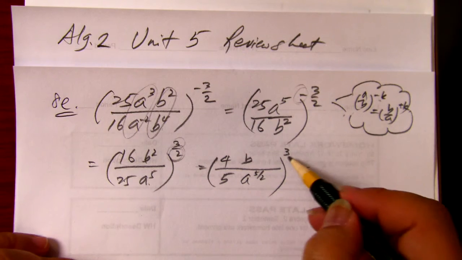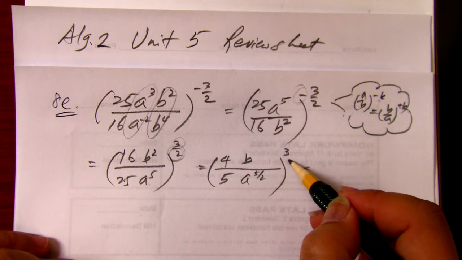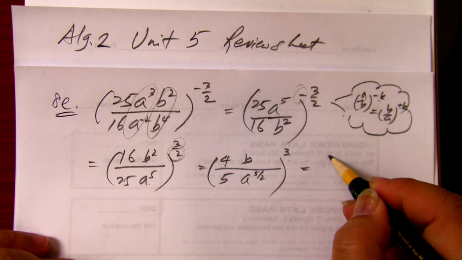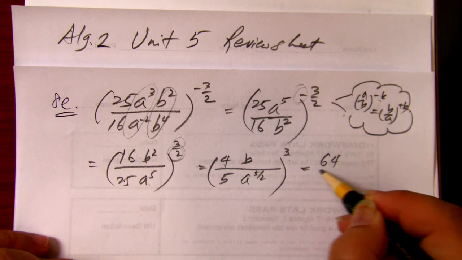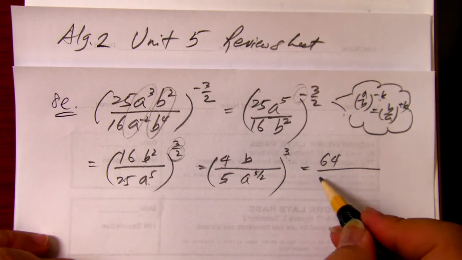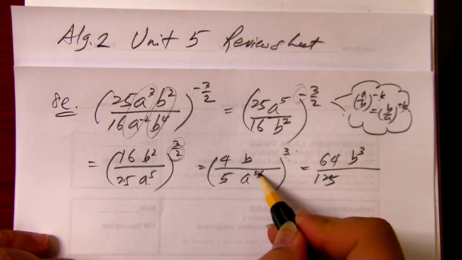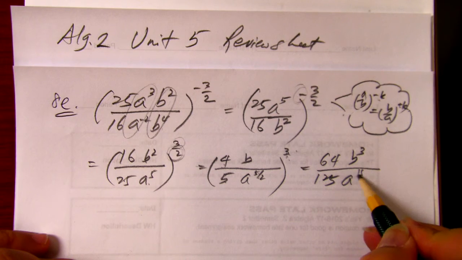So now you apply that, which 4 to the 6th is? Sorry, 4 to the 3rd is? 16 times 4 is 64, right? And 5 cubed is? 125. That's right. And b cubed is? B. And you multiply these two values to get a to the 15 over 2.